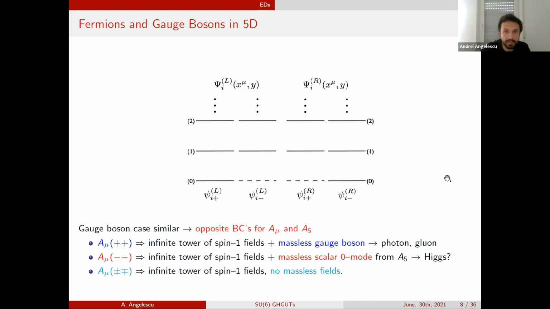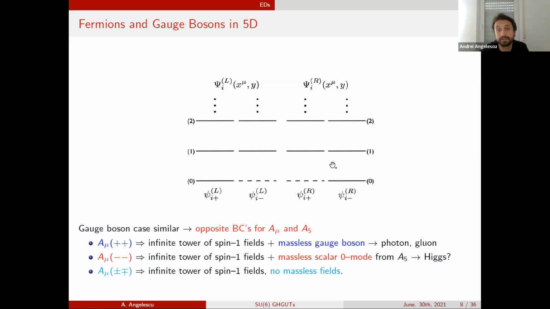And this is explained schematically in this picture here. On the left side, this is the Kaluza-Klein tower of a fermion which has plus-plus boundary conditions for its left-handed part. So what you end up with is the zero mode, which is left-handed, whereas the right-handed zero mode gets killed by boundary conditions. And then you have an infinite tower of vector-like fermions. And here is the same story, but with plus-plus boundary conditions for the right-handed fermion.